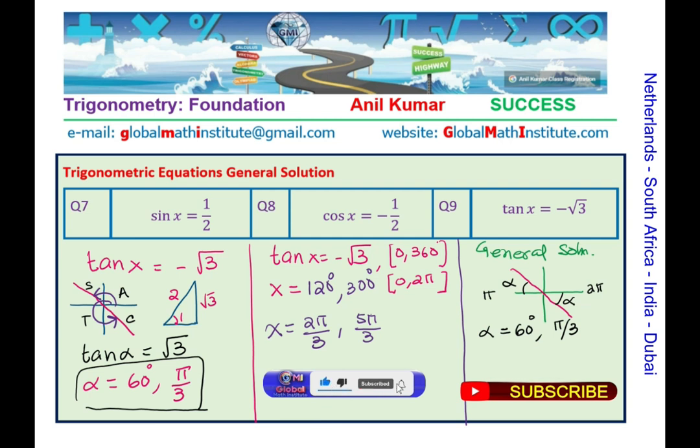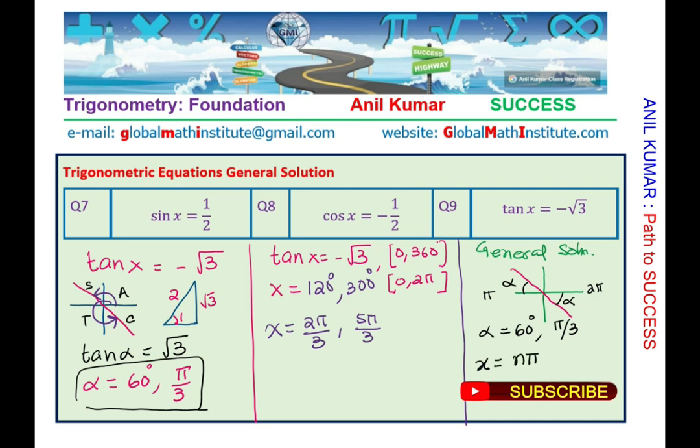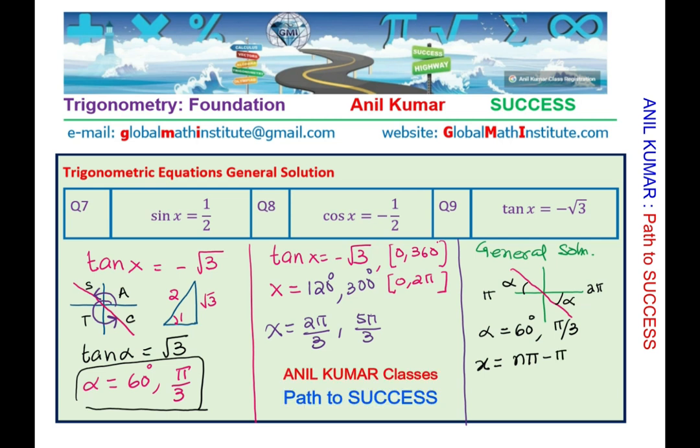And therefore, we can now write down the answer x as equal to n pi minus alpha, which will be pi by 3. Or you could write this as n times 180, which is 180n, minus the angle alpha, which is 60 degrees. You see that? So that becomes a general solution for tan x equals minus square root 3. So I hope you got the idea of how we write a general solution when the trigonometric equation is given in a simplified form.